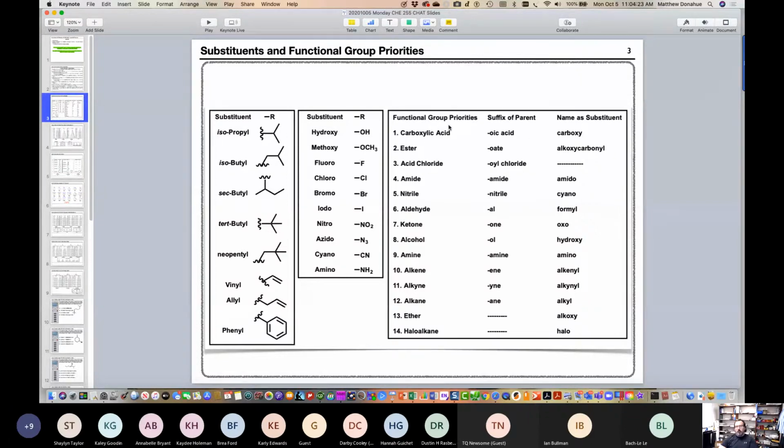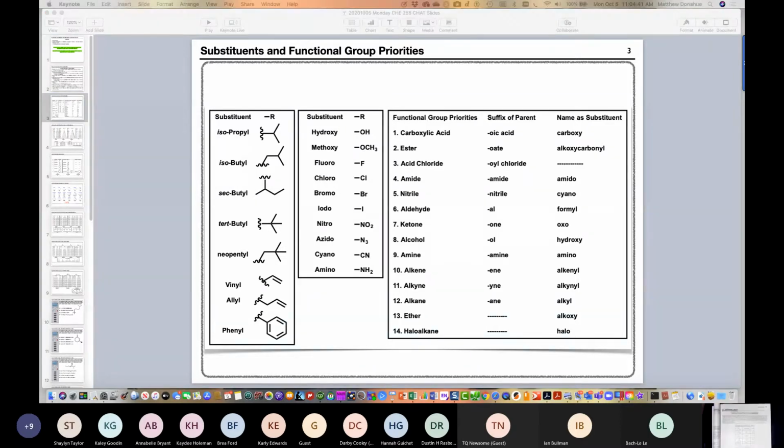Another important thing is the functional group priority. If you have a compound with more than one main functional group, how do you know how to name the parent of the functional group? They follow this order here, and I'm going to switch over to the document camera. This is in your workbook, the first semester topics. The functional groups basically follow this priority. What that means is, if you have two of these things in the same molecule, which one gets the parent name?